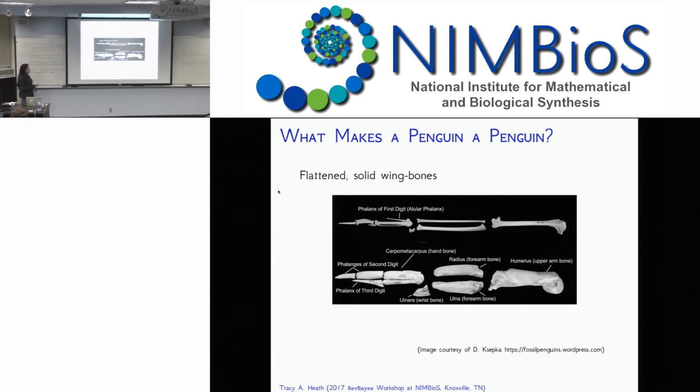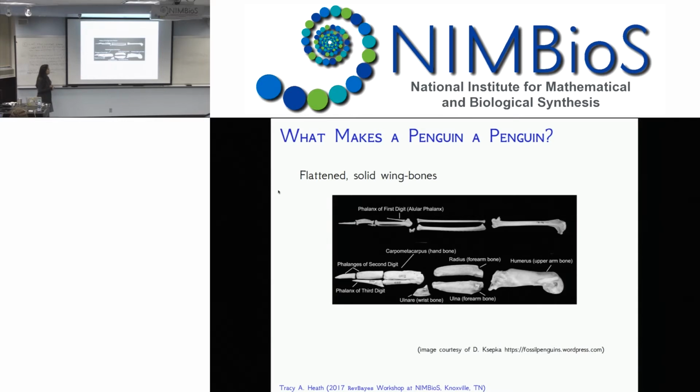And another thing about penguins is they have solid, flattened wing bones and solid bones overall, so this makes them great at fossilizing, but also makes them interesting to compare to other birds when you think about how flying might drive the biomechanics of the bone morphology as well.